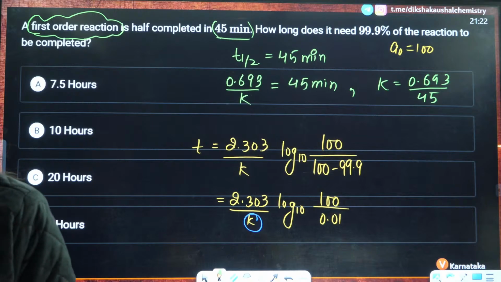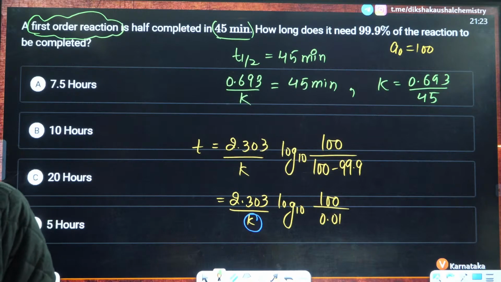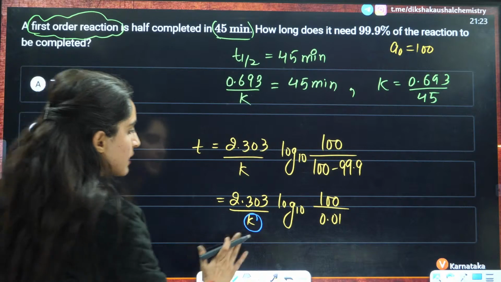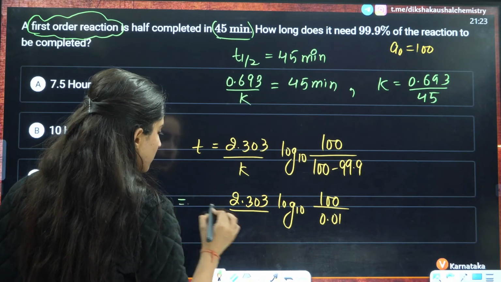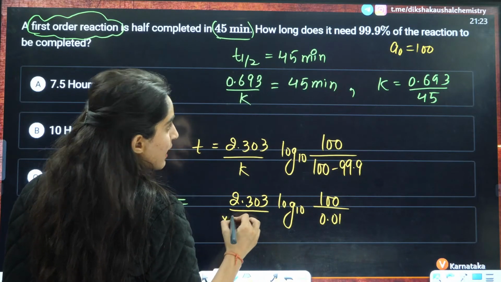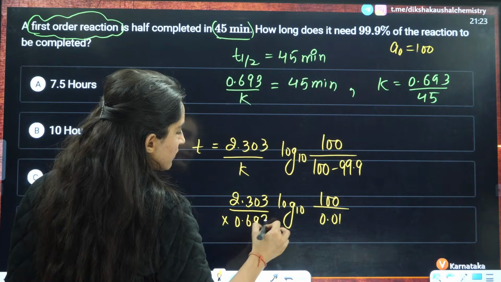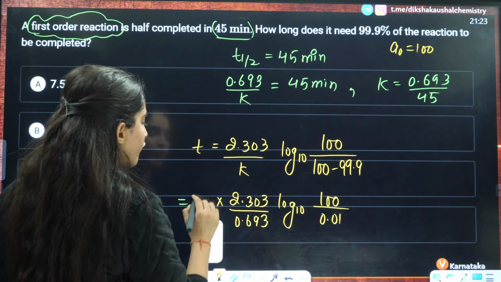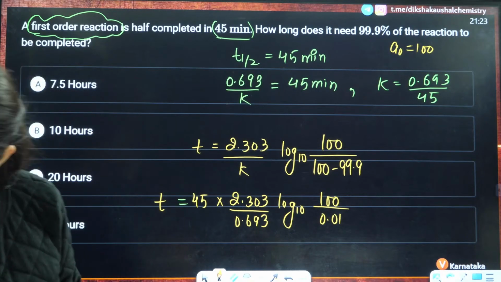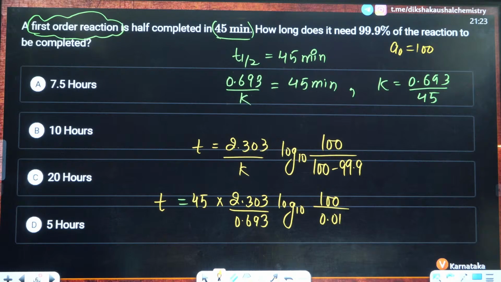Okay, guys, let us calculate this, everybody in the chat box. Let me see what the answer is and calculate yourself as well. I'm going to put the same value here only. Just don't solve it here; put the value of K as 0.693 multiplied by 45. You will get the time in minutes. Okay, everyone?